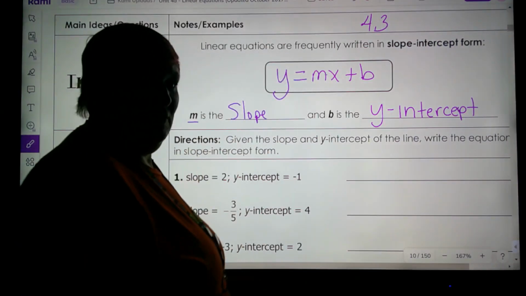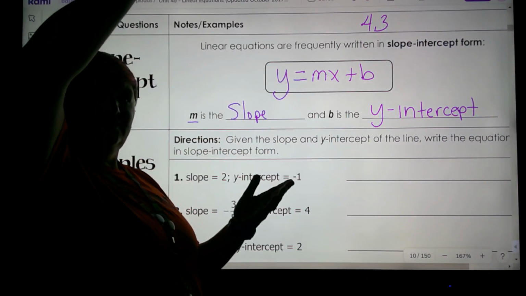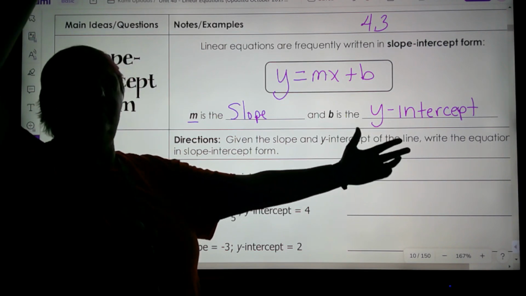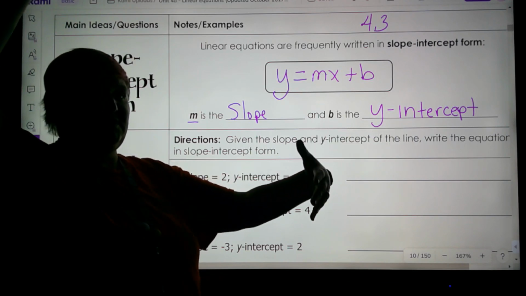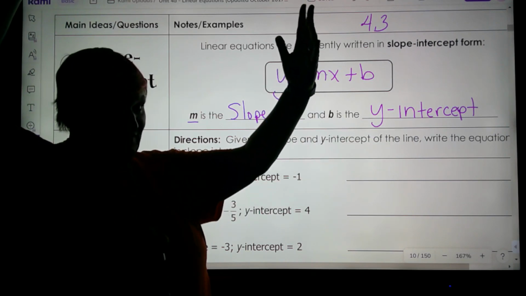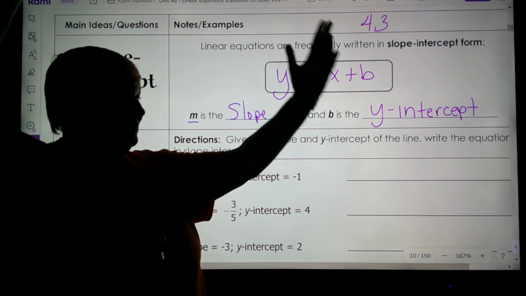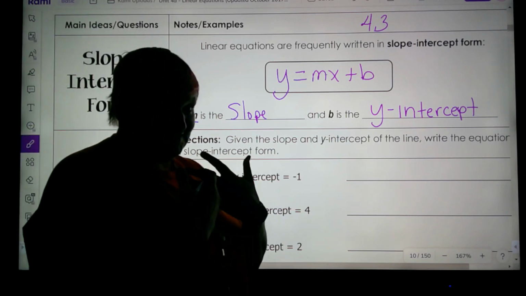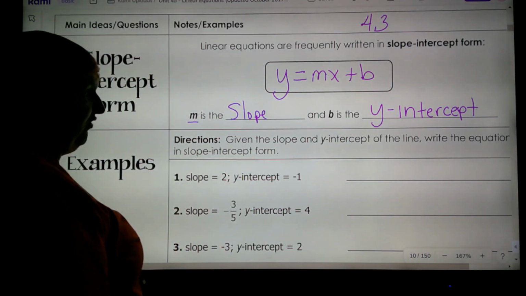Think about football. Quarterback throws it. The receiver is standing there waiting for it. Someone from the opposing team jumps up and intercepts the ball. Interception. It's where it intersects with the y-axis. So it's called the y-intercept.